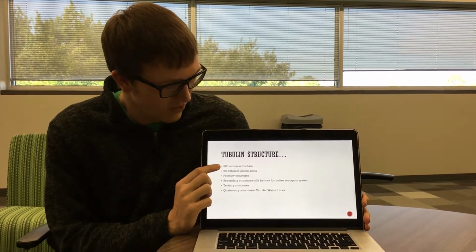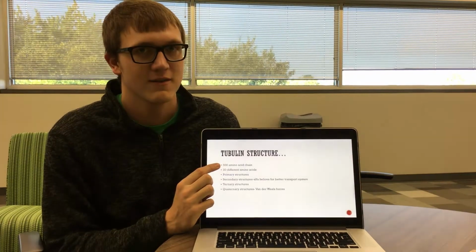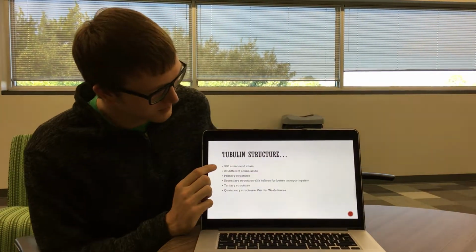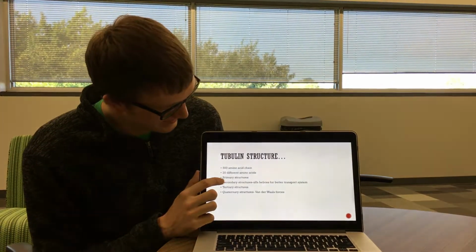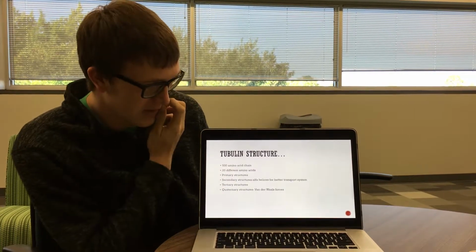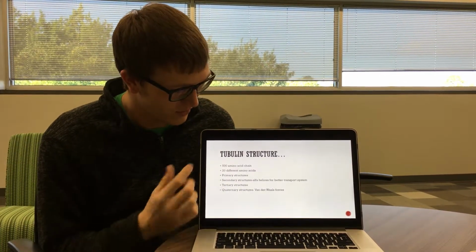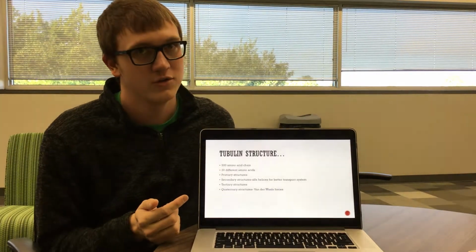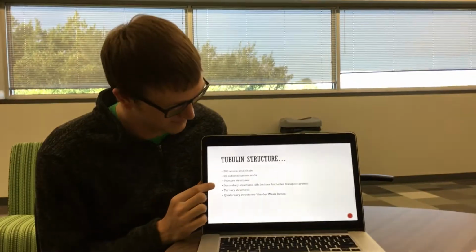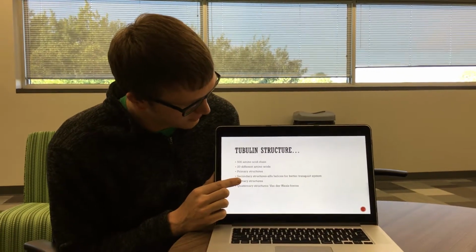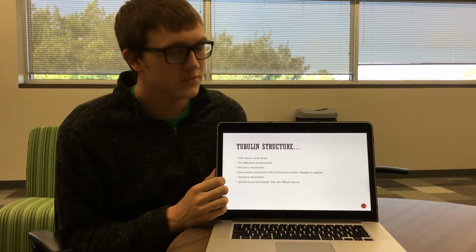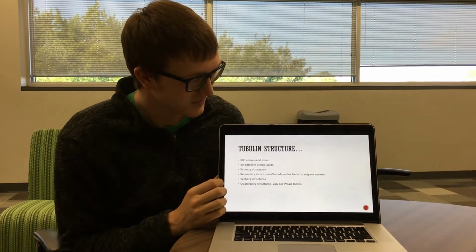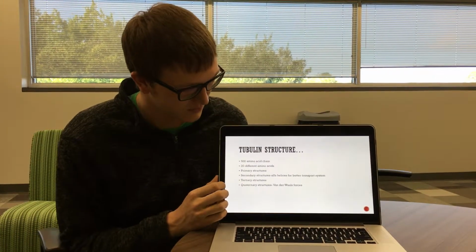Tubulin structures, so on average, a tubulin structure has about 500 amino acids, which is pretty complex since there's only 20 different amino acids out there. The primary structure of tubulin is the amino acid sequence, so the different arrangement of the 20 different amino acids adding up to 500. And then the secondary structures of tubulin are the alpha helices, and there's a lot of them out there. There's about 40% made up of alpha helices, and those are for the transporting systems.